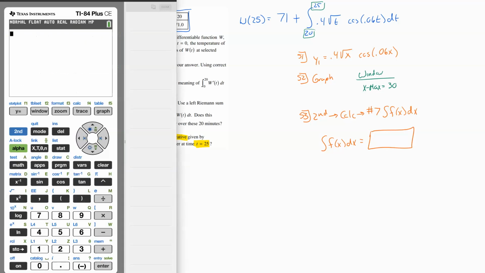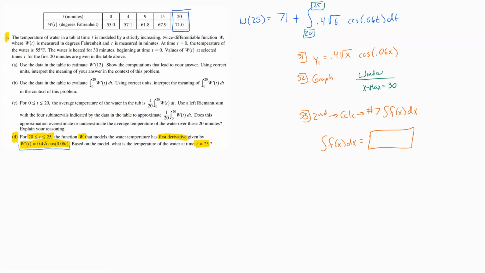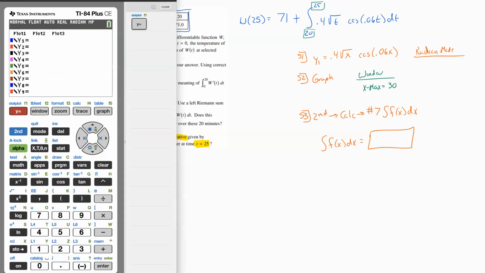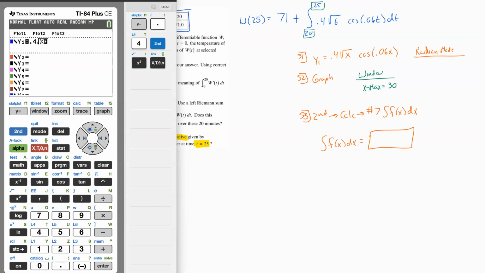So we open up our calculator and go to our y equals. We're talking sines and cosines here. Remember that this whole test is in radian mode. Your calculator should be set to that by default, but if it's not, set it at the very beginning of your test and don't change it. So we'll enter in this equation: 0.4 square root of x, then cosine of 0.06x, close it. And now we're going to graph that.